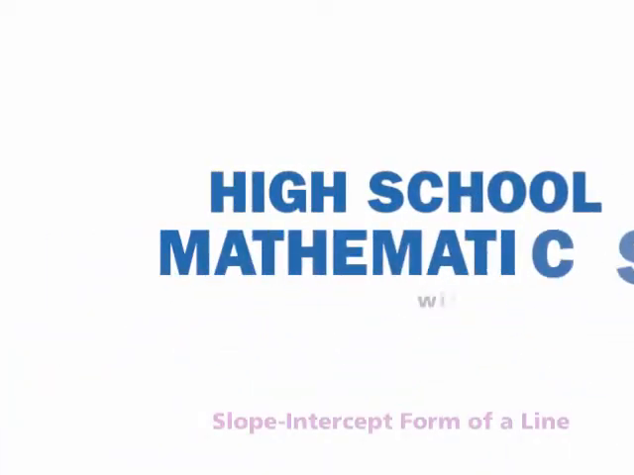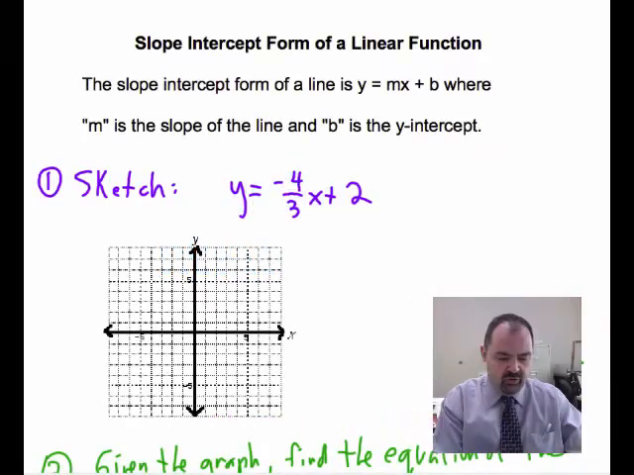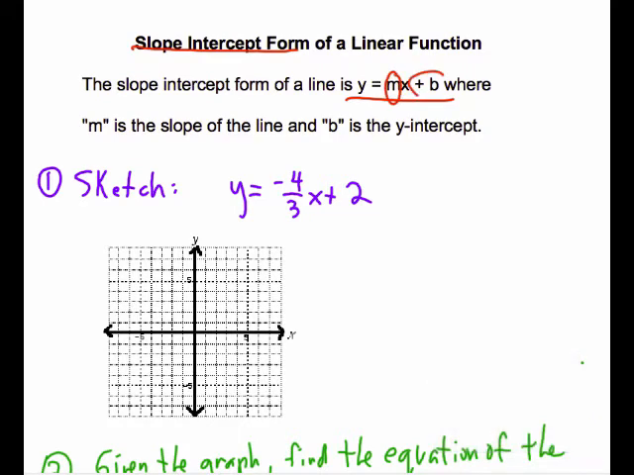The concept we're reviewing in this video is the equation of a line, y equals mx plus b, which we call the slope-intercept form of a line. If you have the equation of your line with y isolated, then the coefficient of x will be the slope and the constant on the end will be the y-intercept.